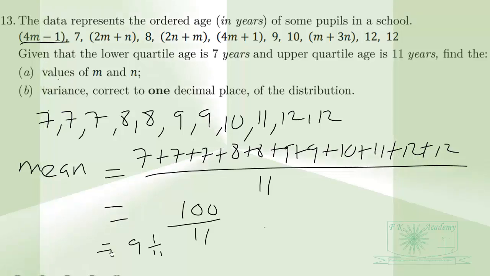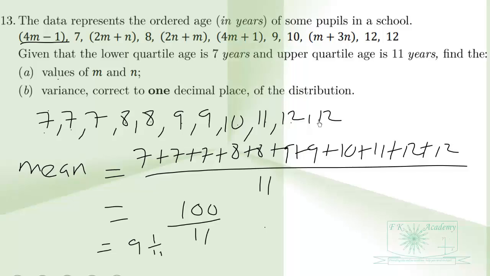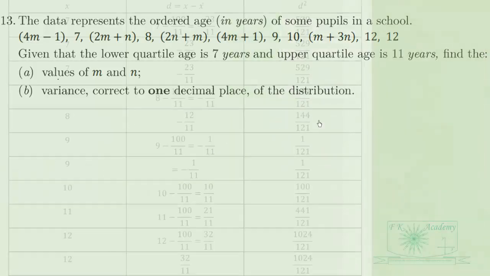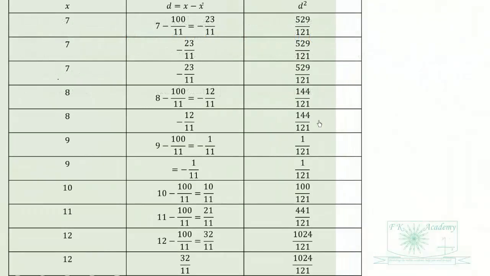Now they didn't ask us to round, so we can leave it like this. Then let's look at the variance. To calculate the variance, we need to subtract the mean from all these values. Then we square the results. Then we sum everything and we divide by n, which is 11. So you can do that in a table form like this.